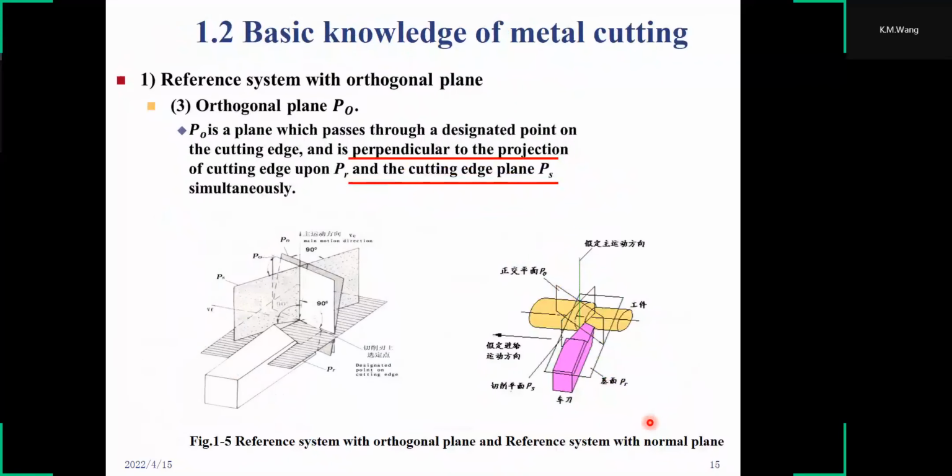And the other plane is known as the orthogonal plane. This plane is perpendicular to the projection of the cutting edge upon the reference plane PR. This is the orthogonal plane PO. This is perpendicular to PR and PS. So these three planes are very important. Okay, you should know the definition of these planes.